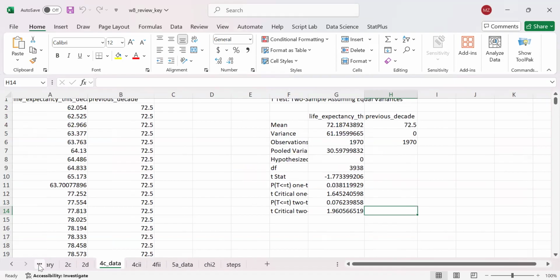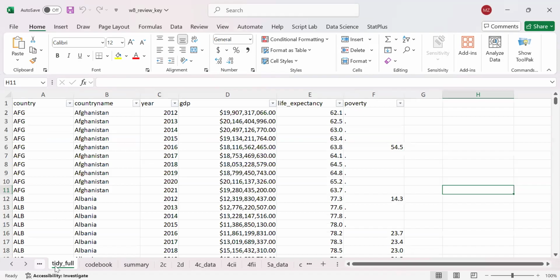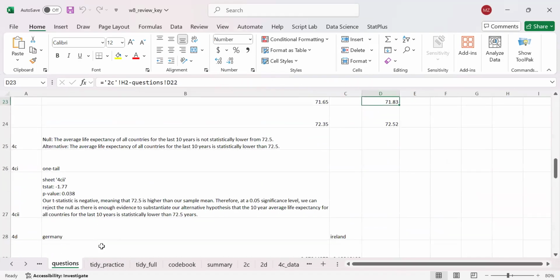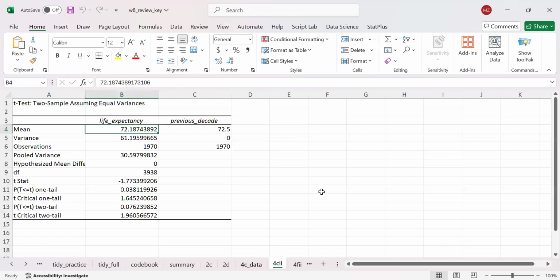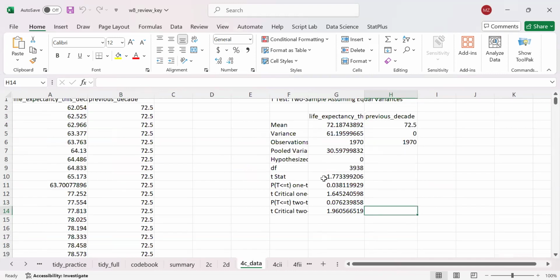So if you see here are the t statistics. In this case, you're also concerned with the sign of the t statistic. So in this case, the t statistic is negative, which means our mean is lower than 72.5. That's why it's negative and on the left side of the hypothesized mean.